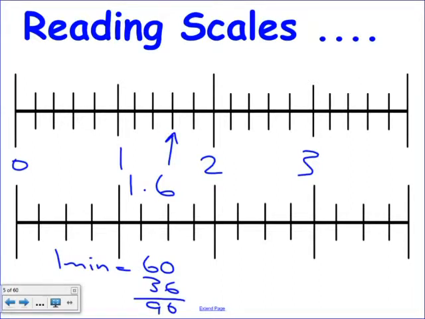So you've got to be aware that sometimes in an exam, and it's not just measuring distances or weights, you're going to get these strange scales. Yes, you can read the scale, but you then need to convert from decimals into something like time. Okay?